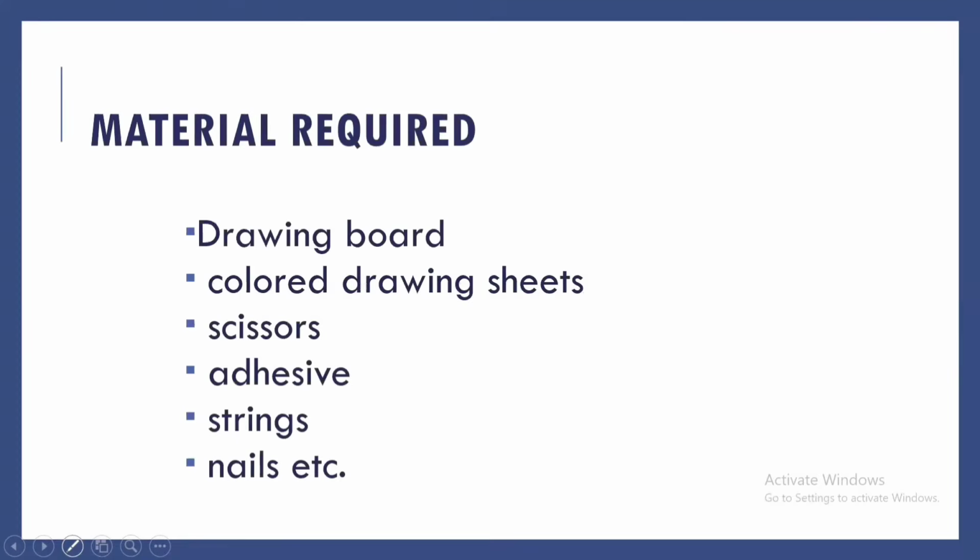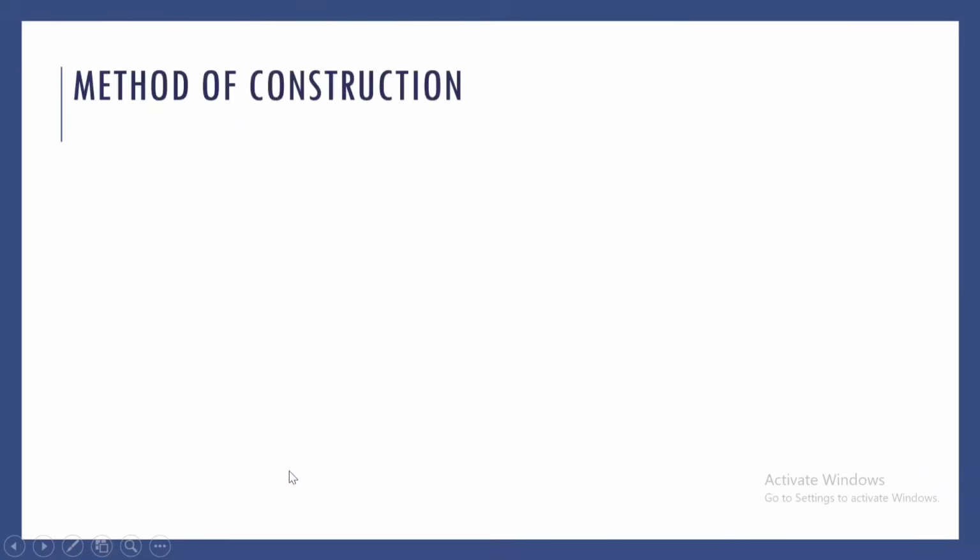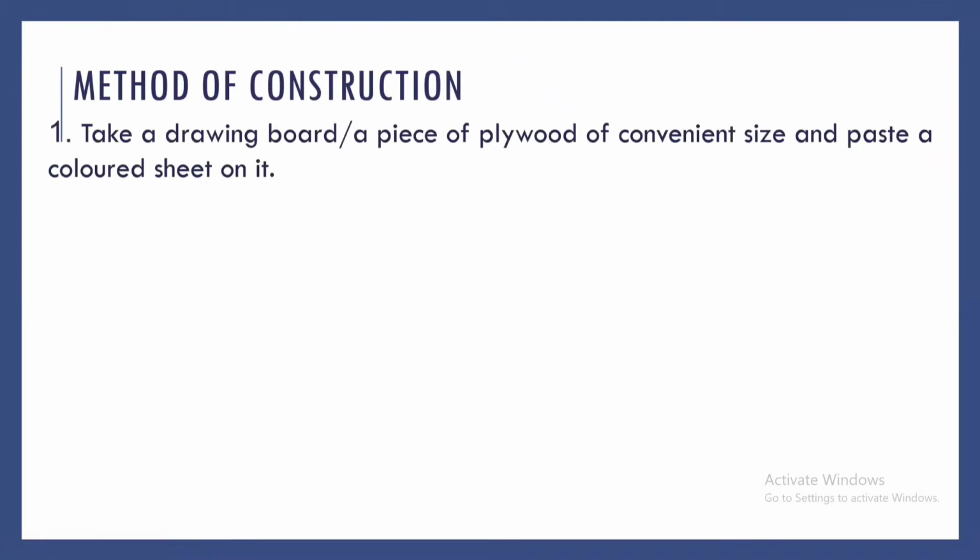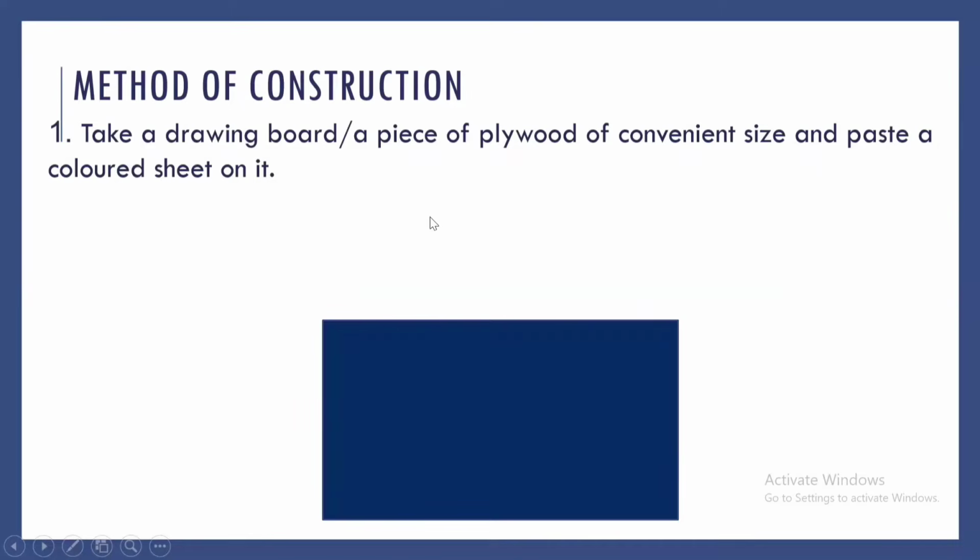recognize them. The material required for the activity is a drawing board, colored drawing sheets, scissors, adhesive, strings, and nails. The method of construction: it's a simple activity. We take a drawing board, a piece of plywood of any convenient size, and paste a colored sheet on it. I've done the same thing. I have taken a colored sheet which I'll be pasting on the drawing board.